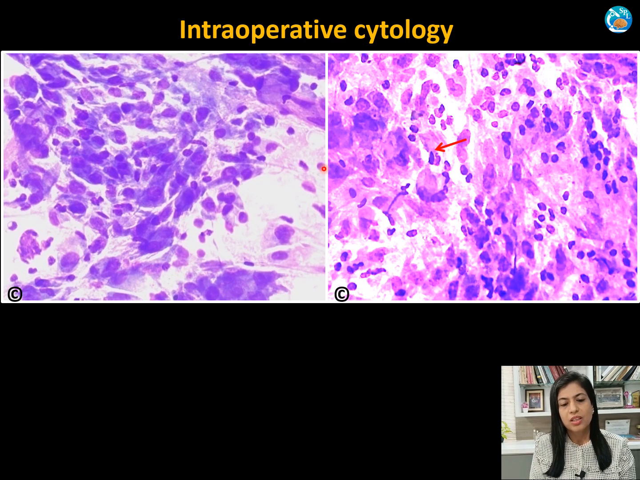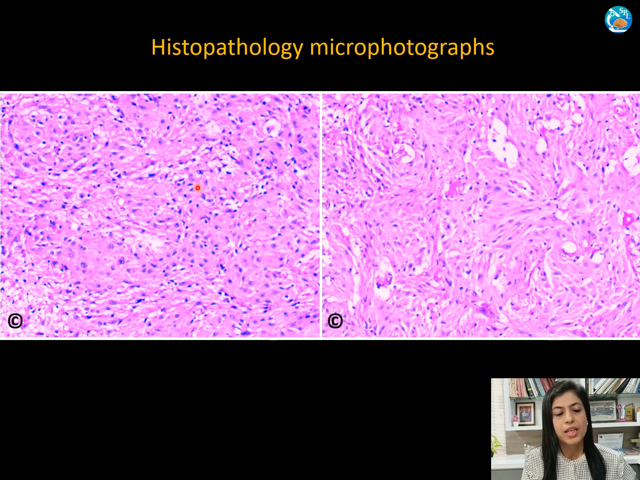Again here, there are some fusiform cells, plump cells, polygonal cells. These polygonal cells resemble ganglion cells. Nuclear pleomorphism is present, multinucleated giant cells, spindle cells are here, and also strap-like cells are present. The background is fibrillary and shows presence of lymphocytes. No mitotic activity was seen.